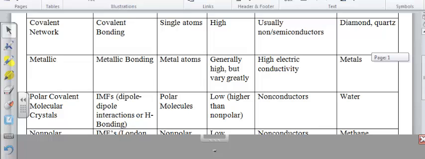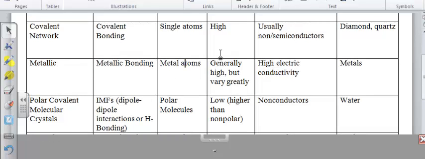The first one that we're going to have here, and we're just going to separate these into two groups, is polar covalent molecular crystals. If we haven't had a chance to totally review polar versus nonpolar, we will the next time that I see you. Polar covalent molecular crystals are held together by one of two types of IMFs, either dipole-dipole interactions or hydrogen bonding. What's going to be on those lattice points are polar molecules, and I'll draw you a picture of this in just a minute.